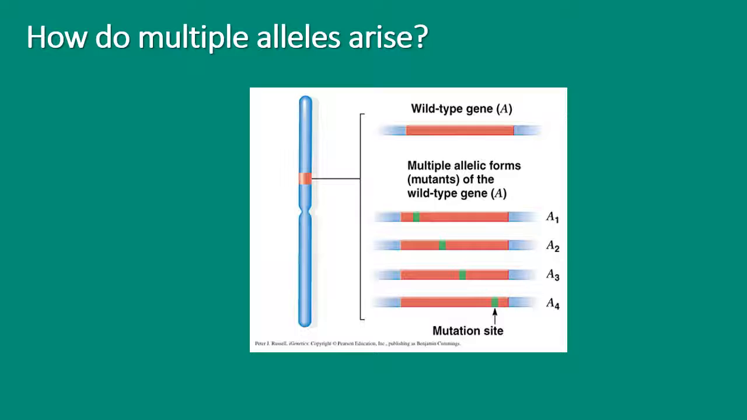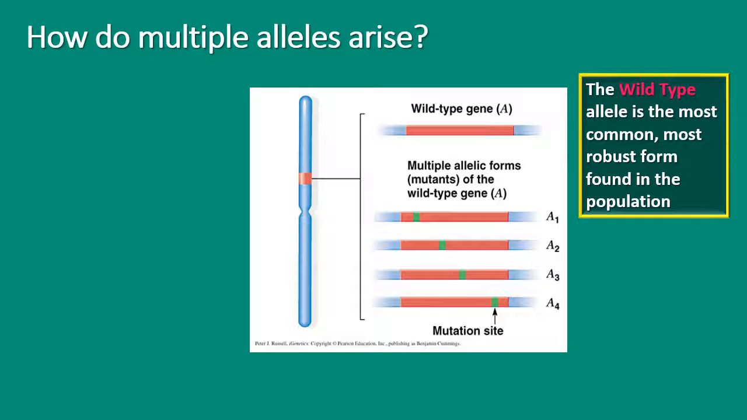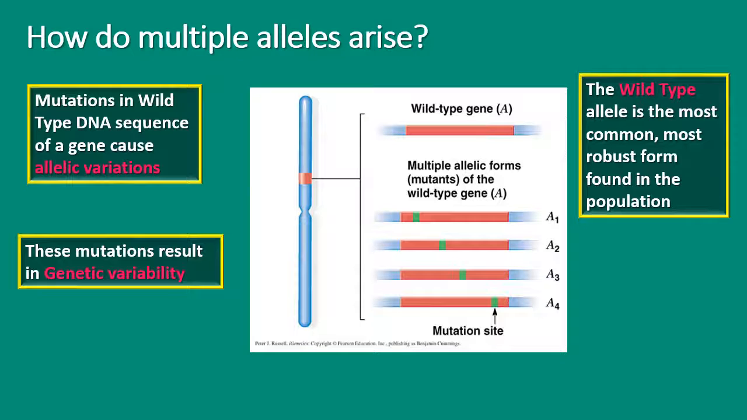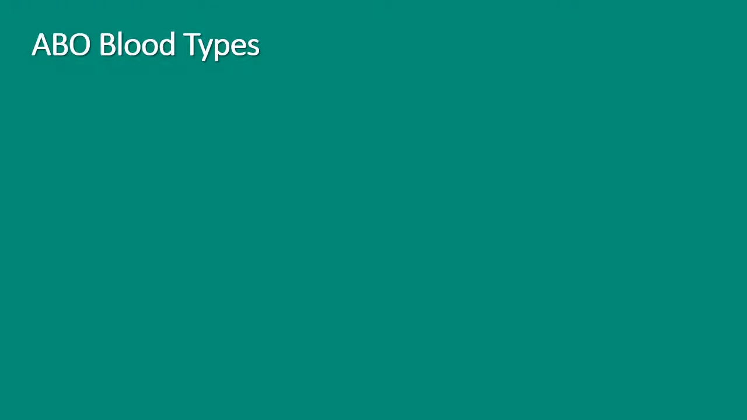So how do these multiple alleles arise? Well, what we consider the wild type allele is the one that's just most common in the population. And then mutations occur over time that lead to this allelic variation, which is really what gives us this genetic variability, which is part of why we all look so different.